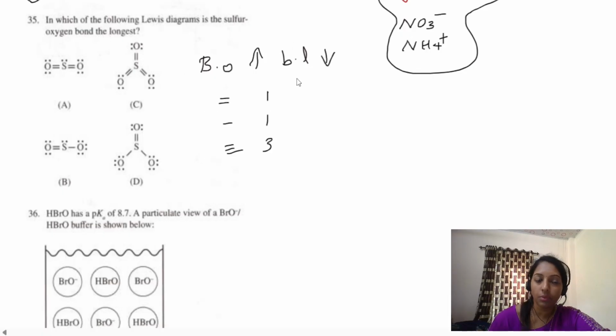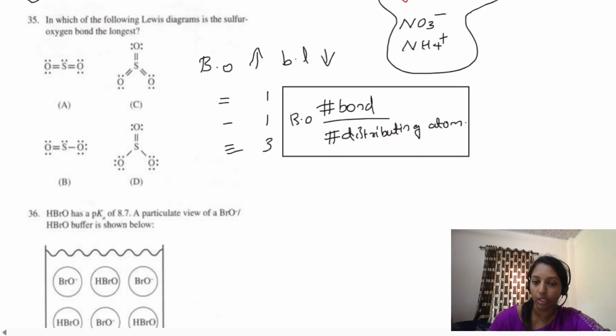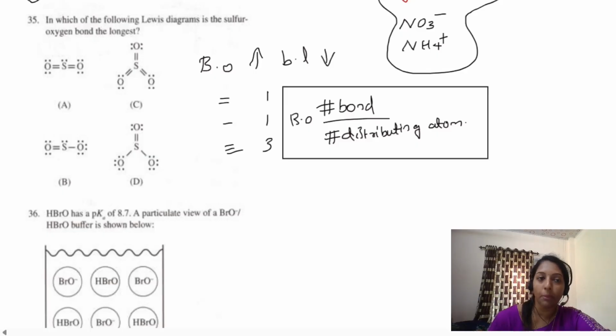But for this kind of stuff, bond order, there is an equation also, so you can do it with the equation. What is the equation? The total number of bonds over the number of distributing atoms. That is what we call bond order. Number of bonds over number of distributing atoms. So here SO double bond, so nothing to do with this calculation. You can just simply write 2.